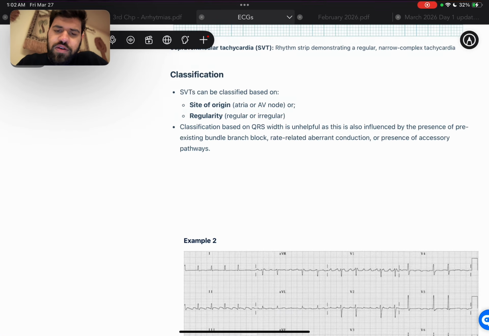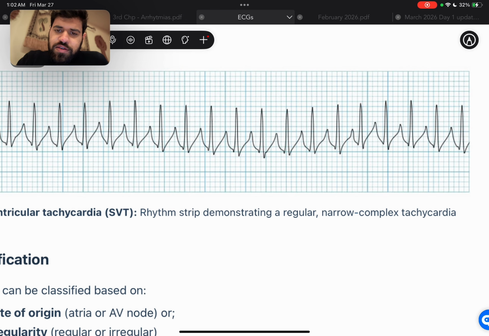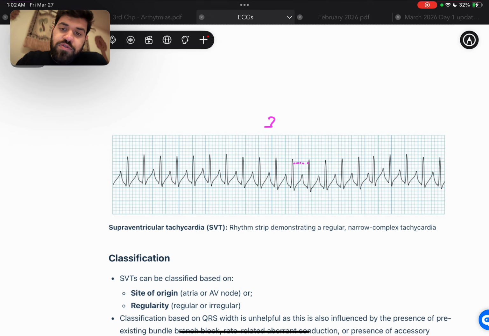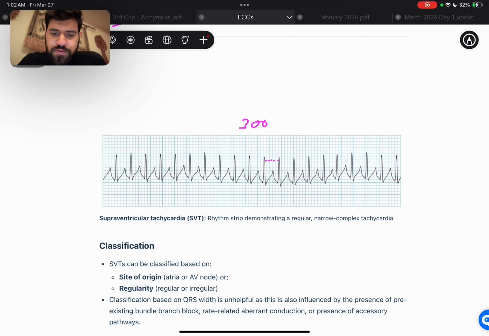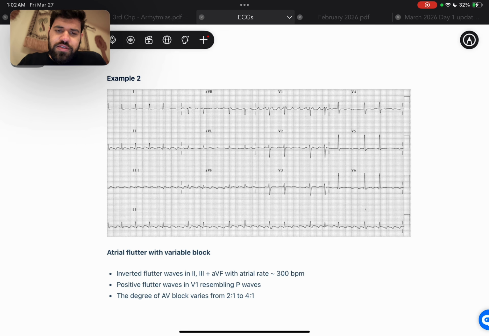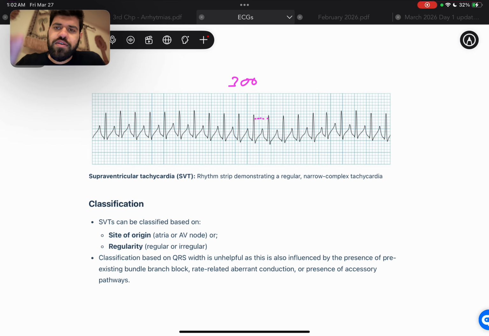Now, if you go over here, I'll see if I have, yeah. So SVT classification, we cannot see a P wave in this. All right, narrow QRS again, and yeah. We see that it's 1, 2, 3, 4, 5. Basically, it's one box, which is close to 300, which is very dangerous. Yeah, so in this example, this is atrial flutter with rate block, but in SVT, we can't see the P wave, and it's a very high BPM.